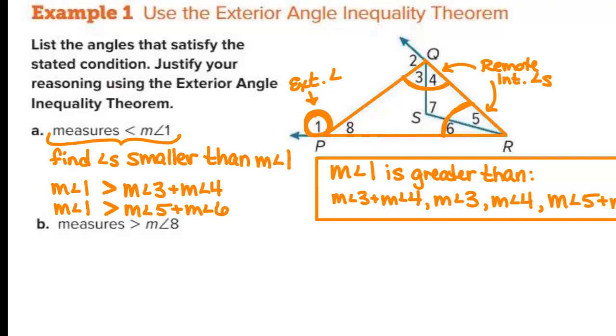When I'm doing these questions, I'm not looking for which ones look like they're smaller than angle 1. It has to be things that I can prove are smaller than angle 1, which is why I have to use my exterior angles inequality theorem. So just because it looks smaller isn't enough.